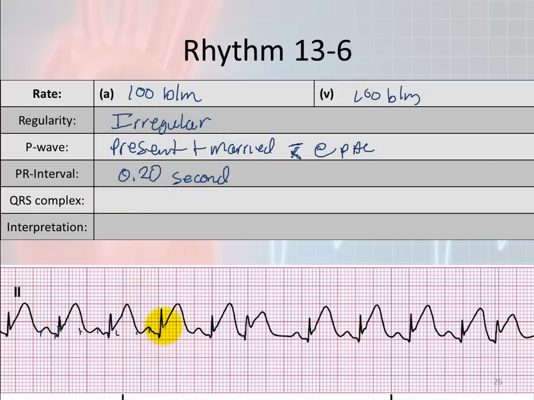The QRS, wow, that's nice and narrow. It has a lot of elevation, but that's in a separate class. That's a 12-lead class. But in this one, we look here, it's a very narrow QRS complex. So we're going to go ahead and say this is 0.08 second.